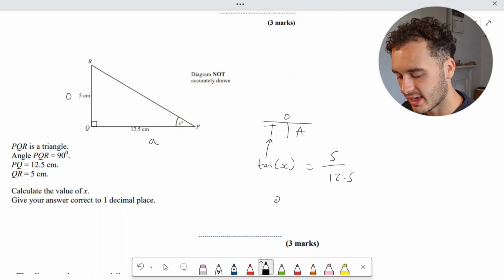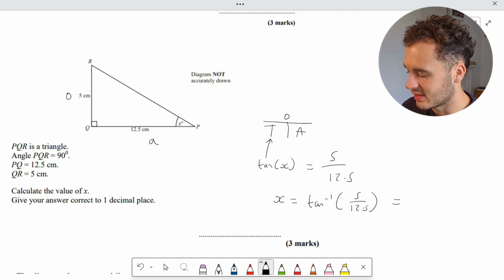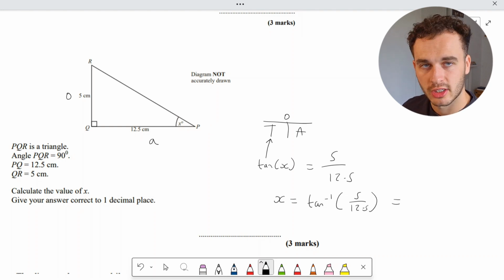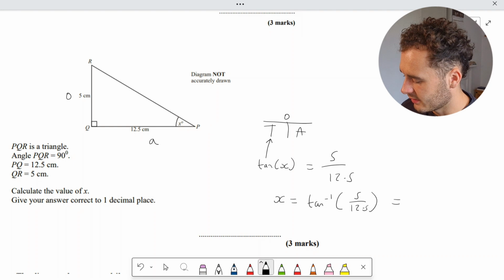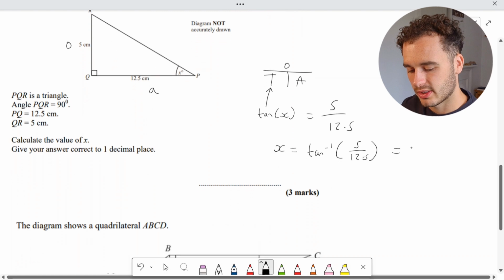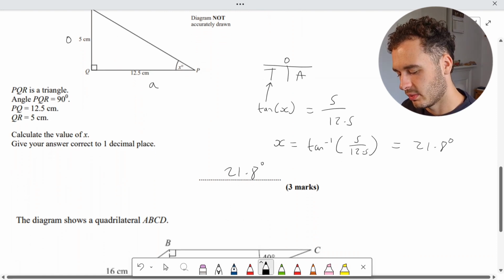So if we're finding x in this case, we're going to do tan to the -1, 5 over 12.5. You simply do that by pressing shift and then the trigonometric function. That will now appear as tan to the -1. You put 5 over 12.5, and this will give you 21.8 degrees to one decimal place.